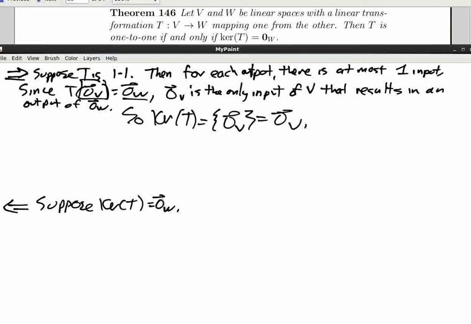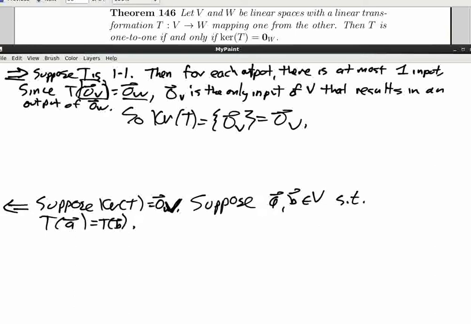Now I'm going to assume the opposite. I'm going to assume that the kernel is 0W, and kernel is 0V, sorry. And I'm going to show that T is 1 to 1. So the way I'm going to do that, this is completely standard for showing that things are 1 to 1. I'm going to assume that a and b are elements of V such that T of a equals T of b. In other words, I'm going to suppose I have two inputs such that the outputs, T of a and T of b, are the same. I'm going to show that a and b just have to be two different names for the same thing.